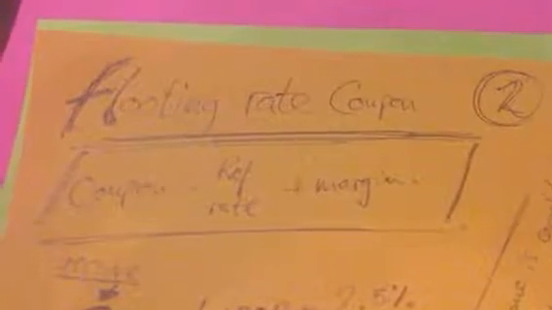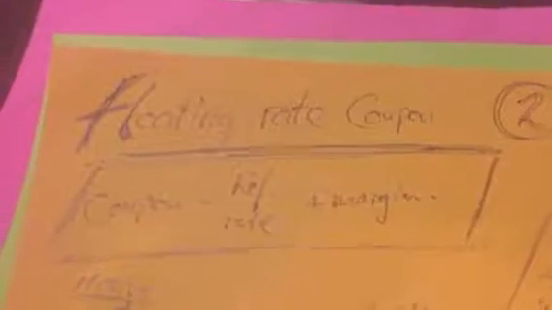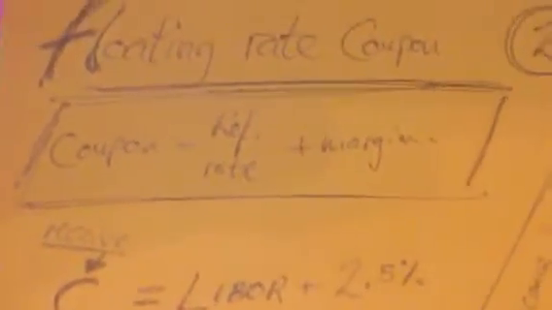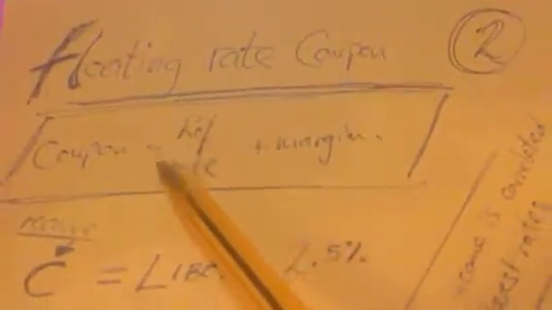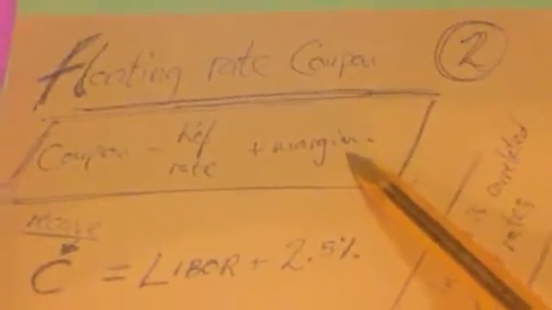Okay, let's have a look at floating rate bonds. Firstly, I'm going to look at a floating rate coupon, and then I'm going to look at inverse floaters, which will be the inverse of the original. So in the floating rate coupon, the formula is that the coupon rate is equal to the reference rate, whichever we choose it to be, plus some kind of margin.